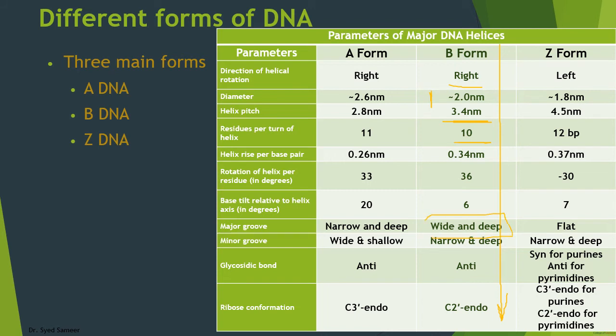Major groove is wide and deep, while the minor groove is narrow, and so on and so forth. While, as you will see in the A form of DNA, there is a difference in the helix pitch and the number of bases. Same for the Z kind of DNA. So the A form of DNA has a much thicker diameter, whereas the Z form of DNA is packed compactly and has the lowest diameter among all the forms of DNA. Z form of DNA also contains more bases per helix than the B and A forms, and the rest of the differences are given in the table, which you can memorize.